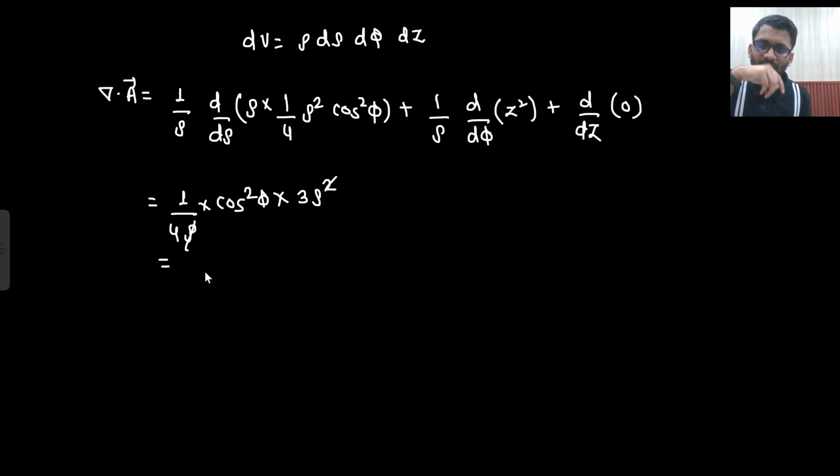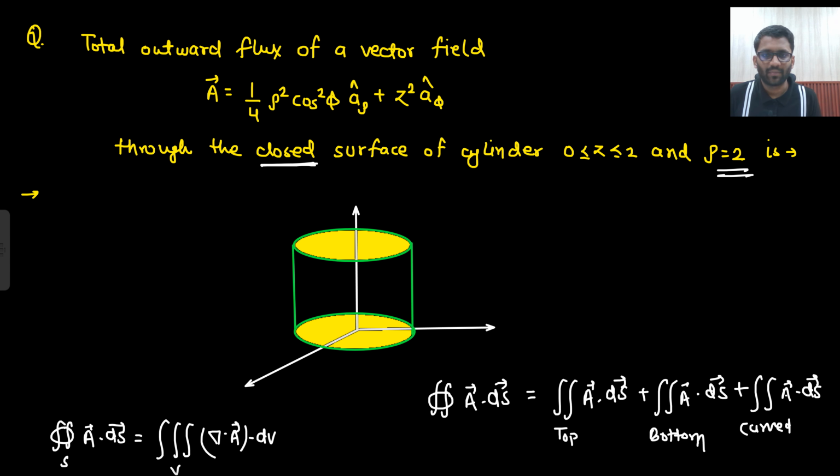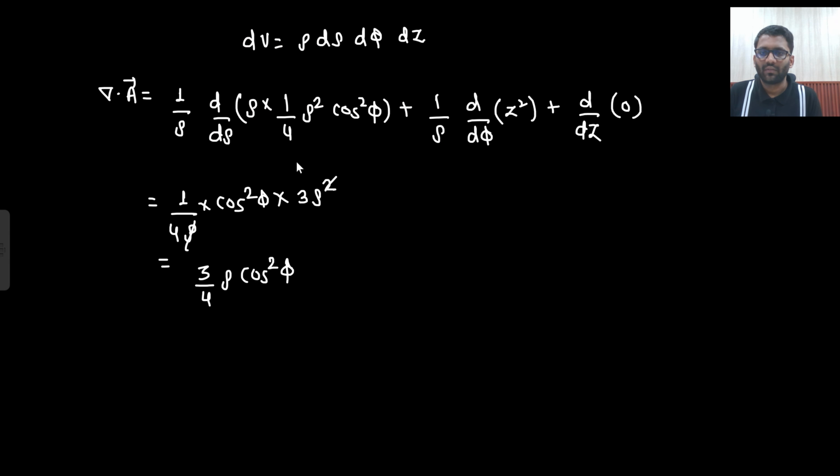So you are getting 3 by 4 rho cos square phi. Okay, let's check it back. 1 by 4 is there, rho square cos square phi. 1 by 4 is there, this rho will be there, rho cube, 3 rho square, 3 by 4 rho cos square phi. Yeah, this is your del dot E.